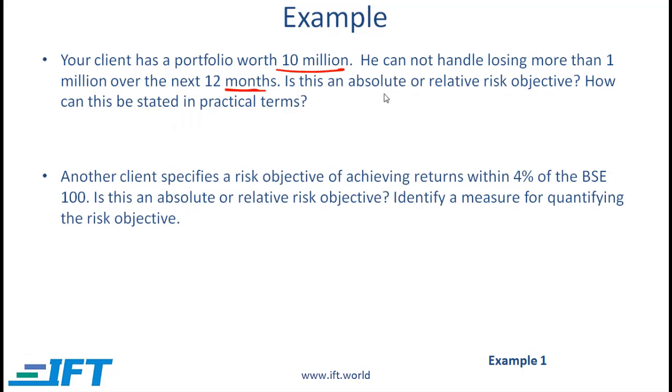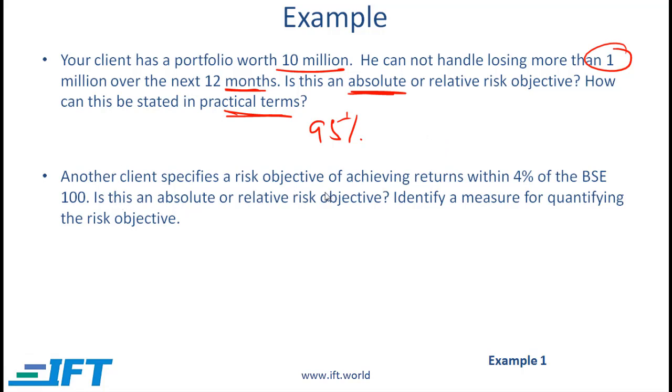As we've just seen, this is an absolute risk objective because we are saying that the client cannot handle losing more than 1 million. So he doesn't want to face a 10% loss or greater. To make this more practical, we need to specify a probability. So we can say that with 95% probability, we do not want the loss to be more than 10%.